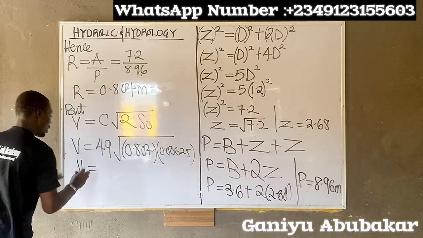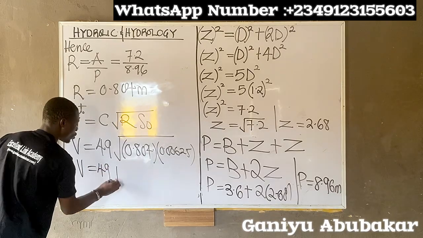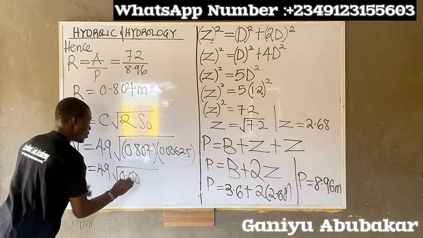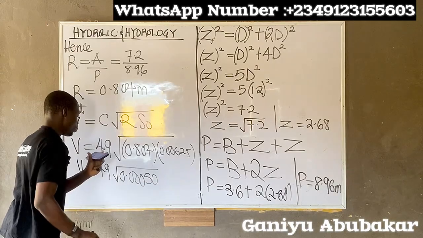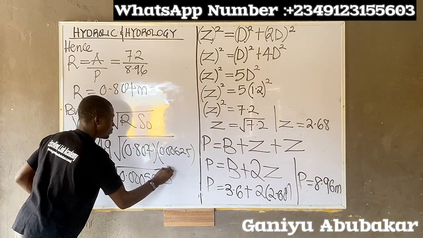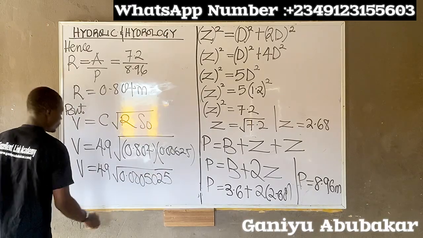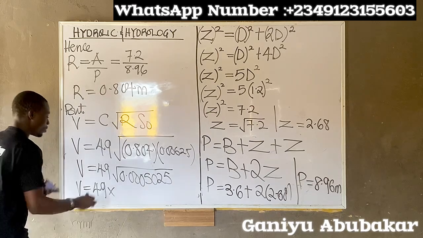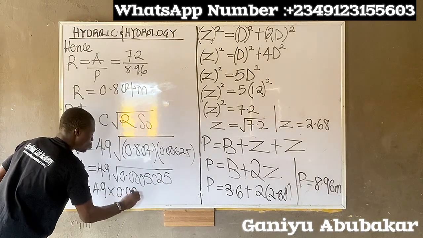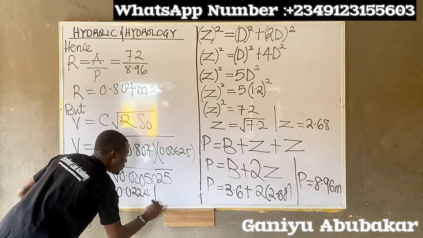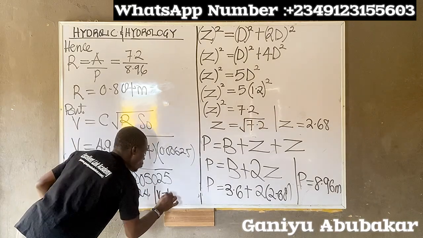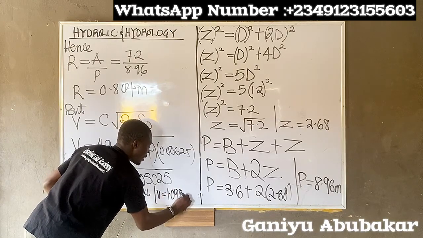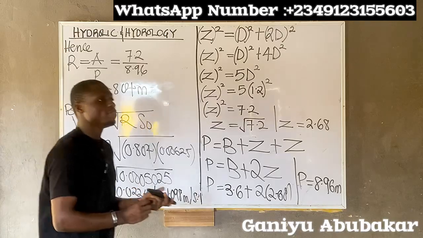V is equal to 49 into the square root of, multiply these two values together, you have about 0.0005025. These two together gives you this. From here, V is equal to 49 times the root of this value, which gives you about 0.0224. Finally, my V in this case will be equal to 1.098 meters per second. So I've gotten V.